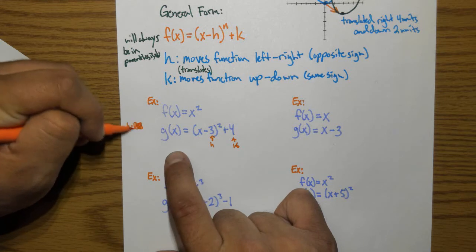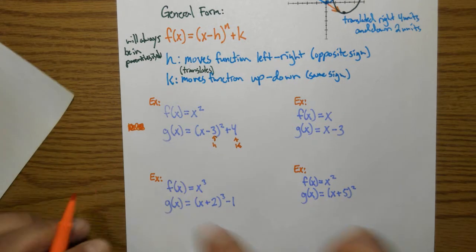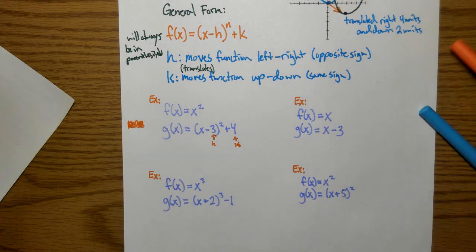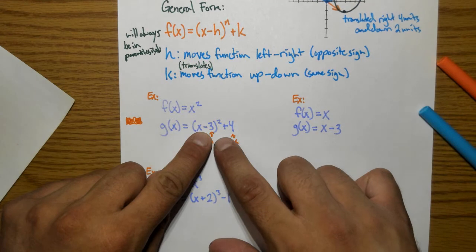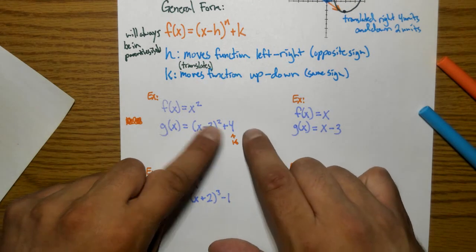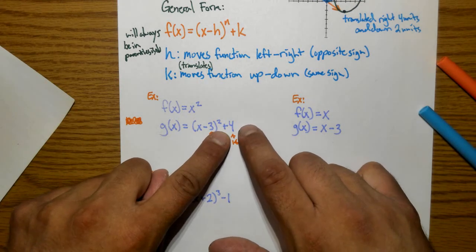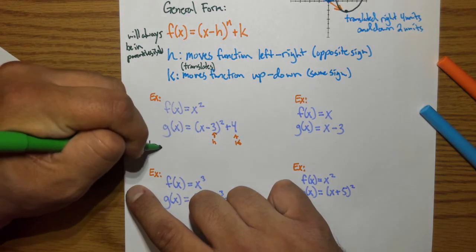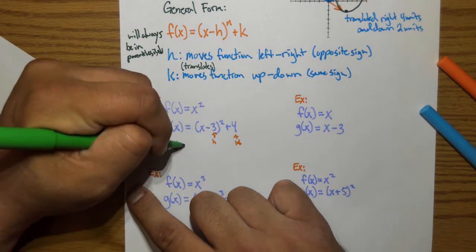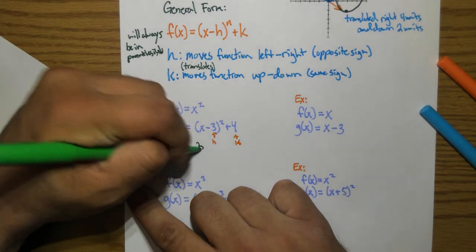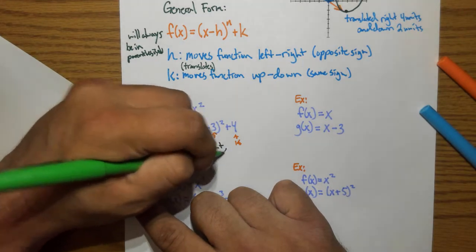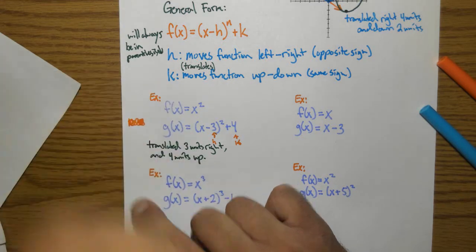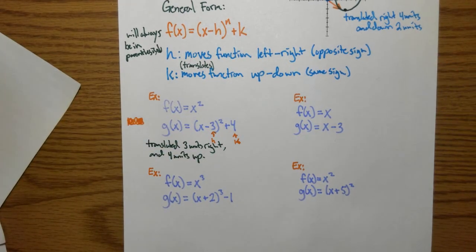Okay, so h is the opposite sign. So if it says -3, we're really moving to the right 3 units. And if it says +4, we're moving up 4 units. So our answer here would be it's translated 3 units right and 4 units up, just like that. That's how our answer should look in these cases.